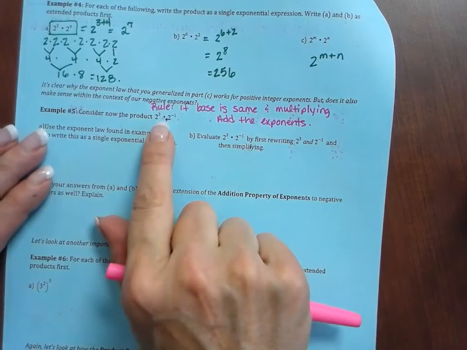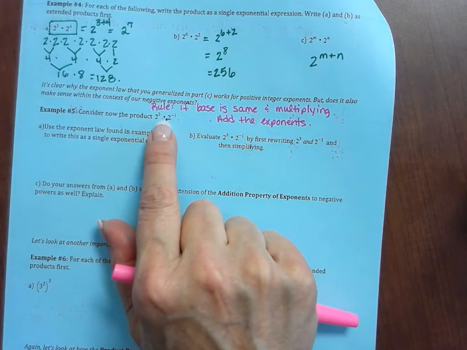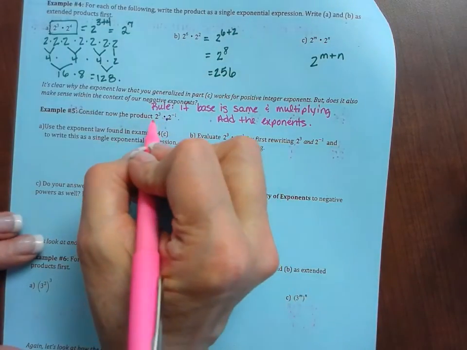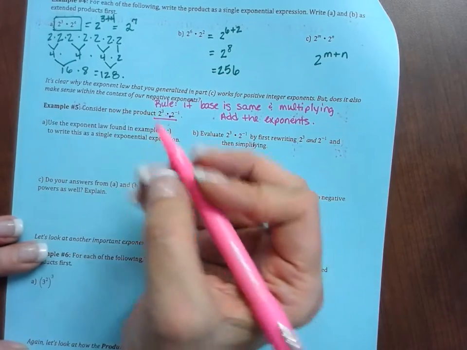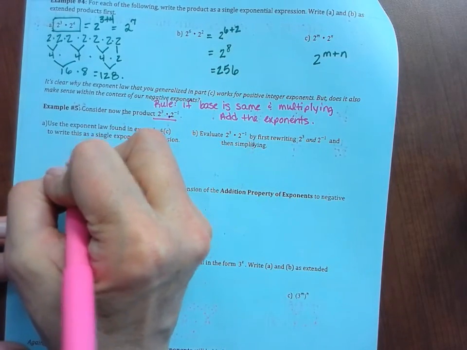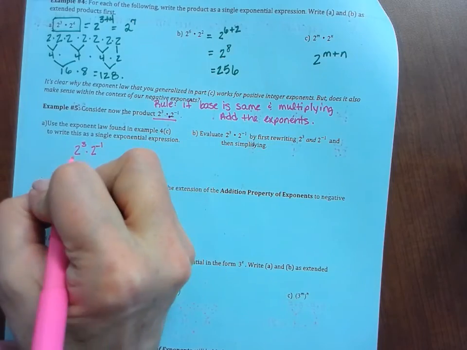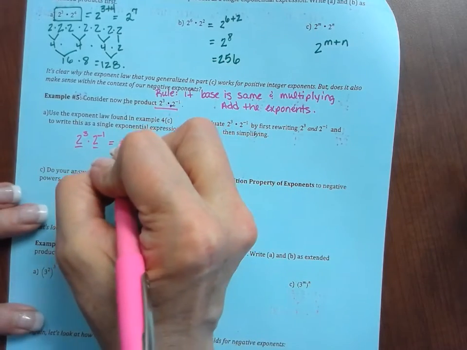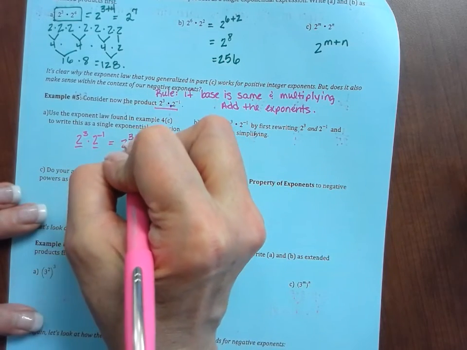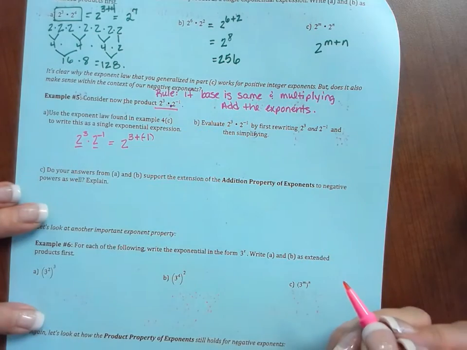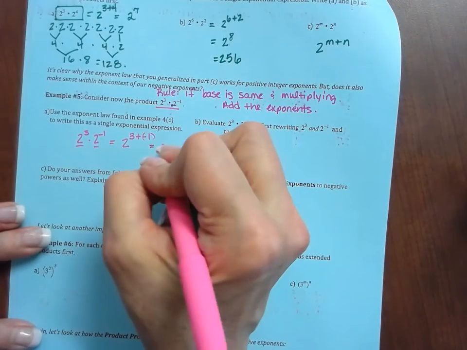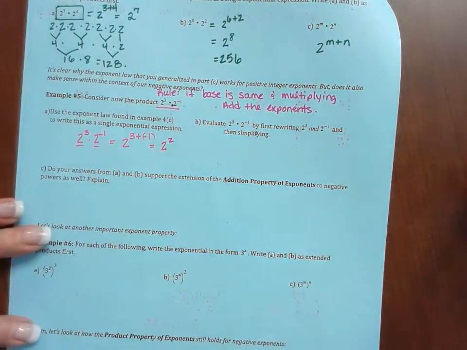Okay. But what happens if I have a negative exponent? Does that change anything? What do you think? Well, let's rewrite it as a single base. If I have 2 to the third times 2 to the negative first, is my base the same? I both have 2, so my base is the same. If I rewrite it, it would be 3 plus a negative 1. Would you agree with that? Following my rule, that just gives me 2 squared.